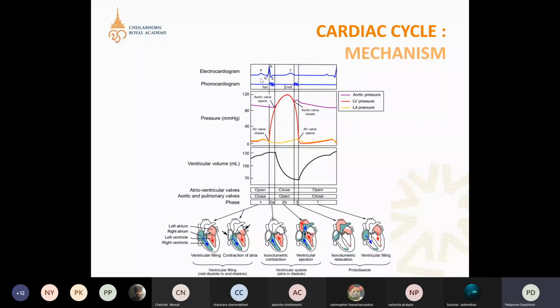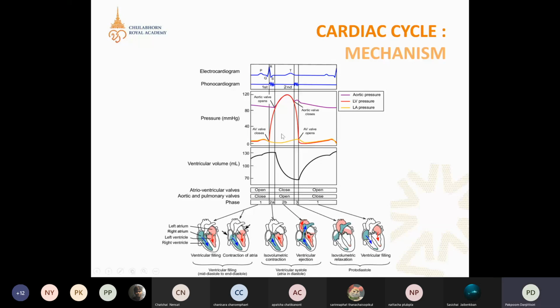and after the pressure is equal to the atrial pressure, the pressure in the left ventricle will slam the mitral valve, or bicuspid valve, closed. And at this phase, at this line, all of the valves will be closed. And during this phase, we call it isovolumetric contraction.